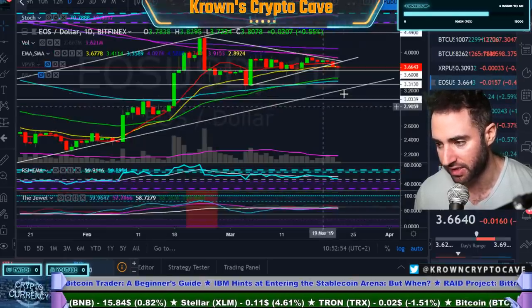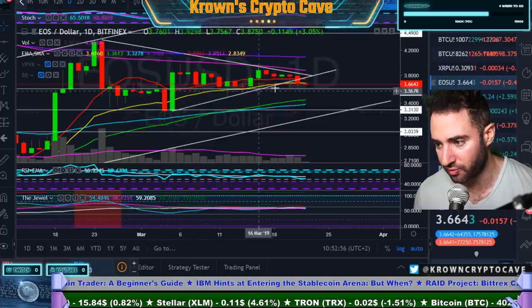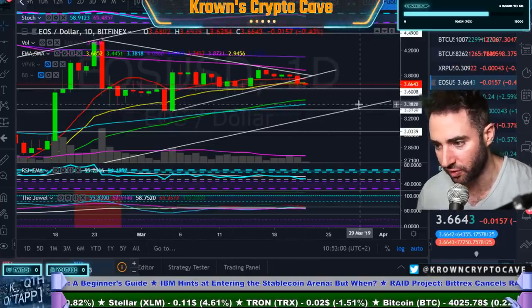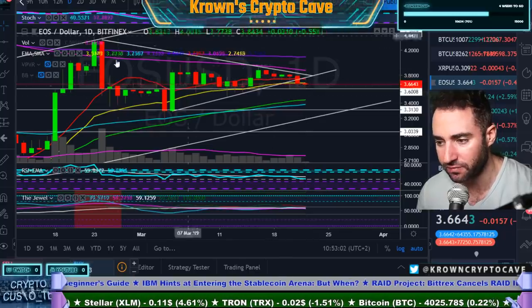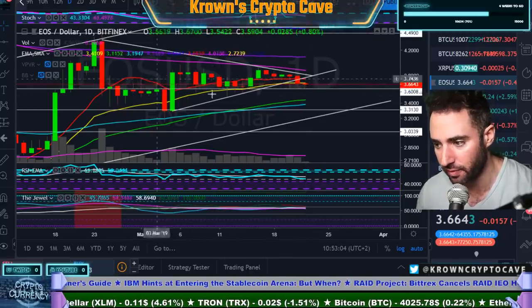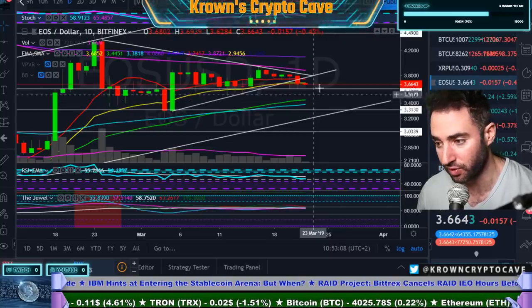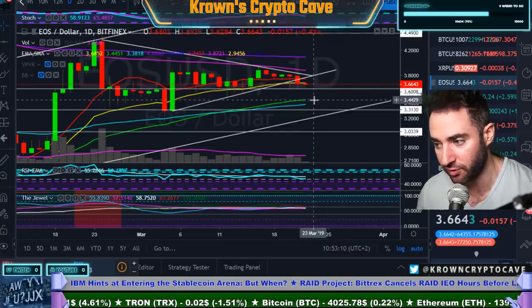EOS Cash, did it break down as well? Yes, it broke. It broke its uptrend line as well. Actually closing yesterday below the 21 exponential and just slowly but surely being ground down. Actually finally breaking out of this whole formation. And yes, there is support right around $3.59. But personally speaking, I think that this one comes down to $3.44.